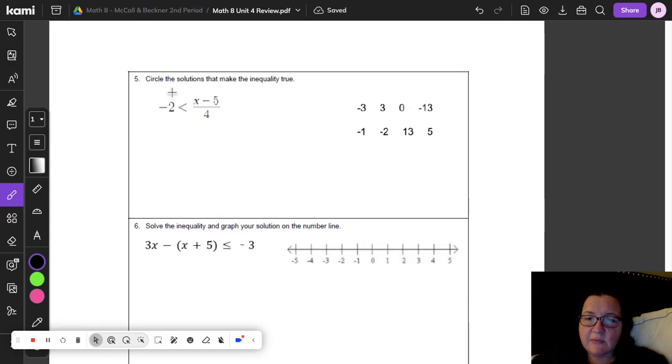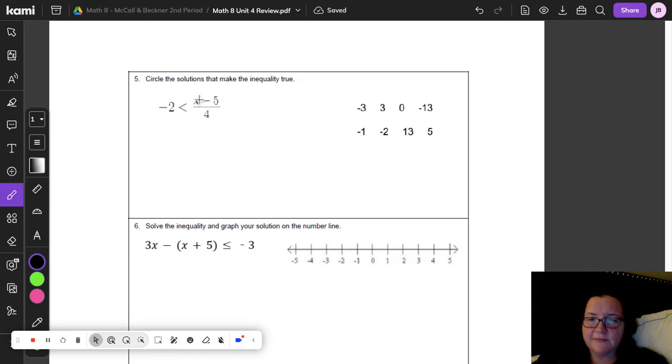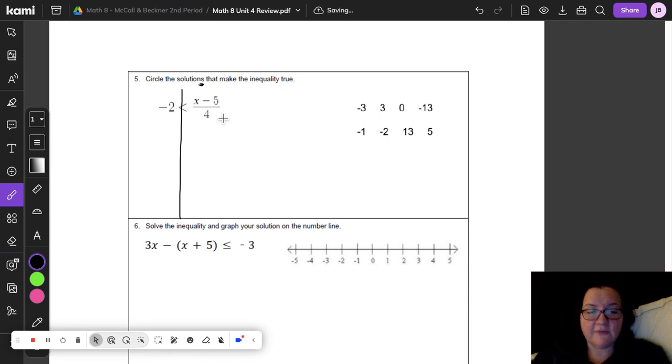Number 5 says circle the solutions that make the inequality true. So we're going to solve it, and then we're going to circle our answers. We've got 2 parts again: solve, circle. Notice how it says solutions, so it might be more than one. We're going to draw our line straight down. We're going to solve on the right this time. All of our variables are on the right, and that's fine. It doesn't really make a difference.